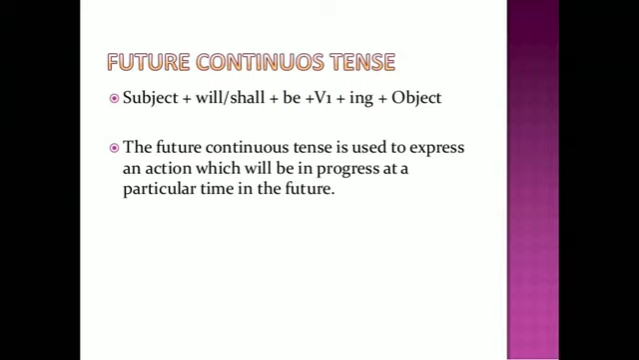So the future continuous tense is used to express an action which will be in progress at a particular time in the future. Likewise, the girl will be singing at that time. So this tense is formed by adding, as I told you, shall be or will be plus the first form of the verb plus ing.